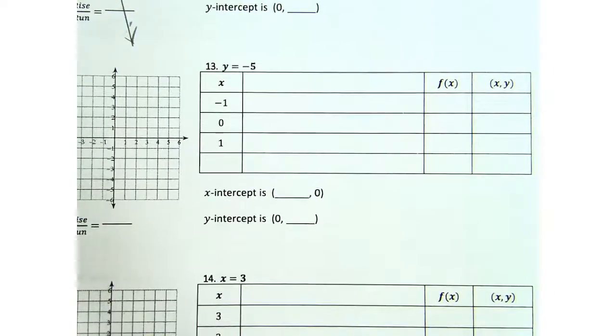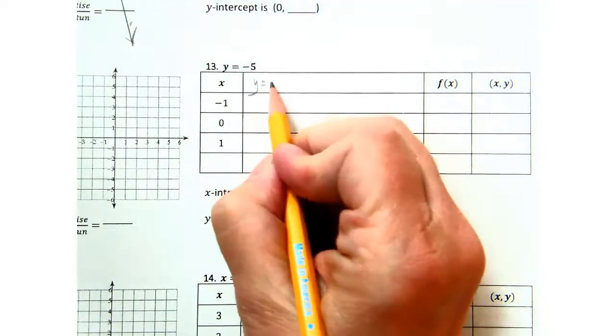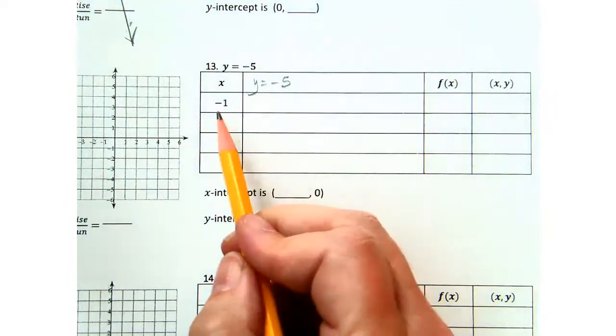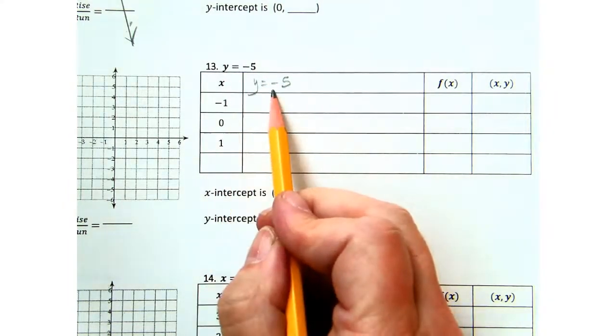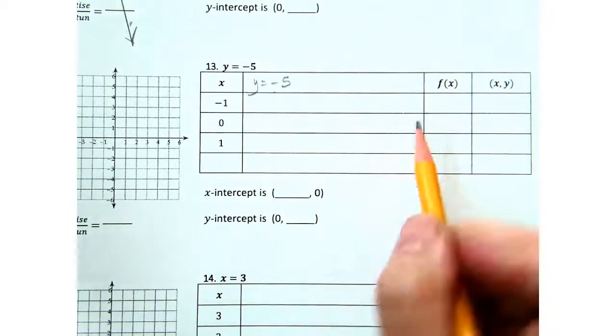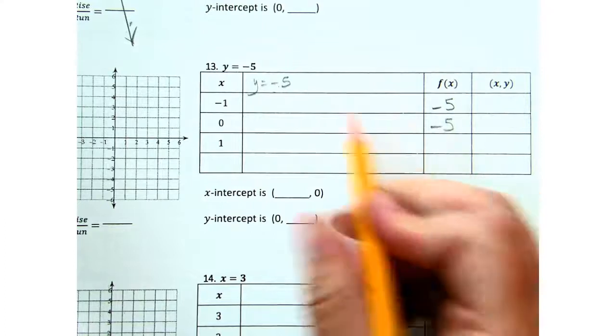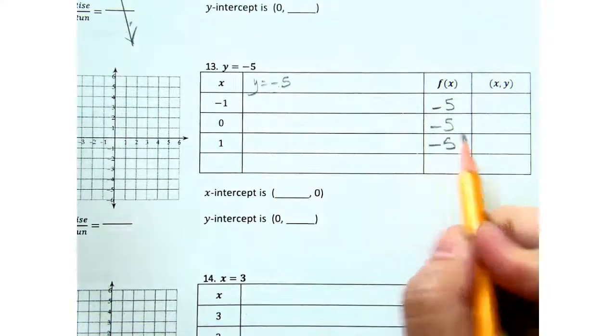The last 2 examples are special cases. Notice that in number 13 there is no x. There is only y equals negative 5. This means we know that y is always negative 5. You can fill in negative 5 for every different x.